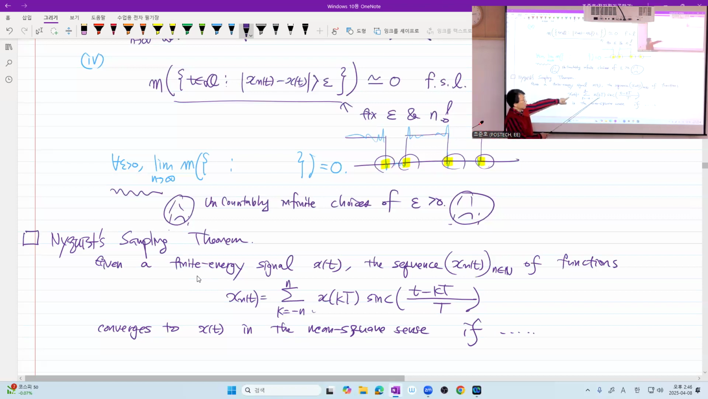So what is this one? X of n of t is the approximation of the original signal x with only 2n plus 1 samples interpolated by the sinc function for the sampling rate t. So here, the sampling rate and interpolation rates are matched, right? And of course, this signal is in general not equal to x of t.